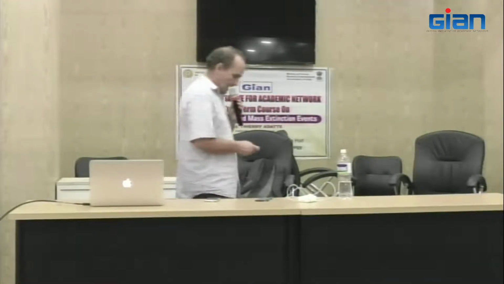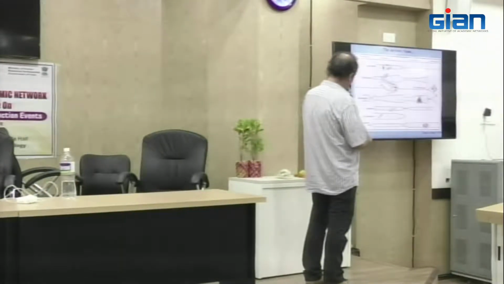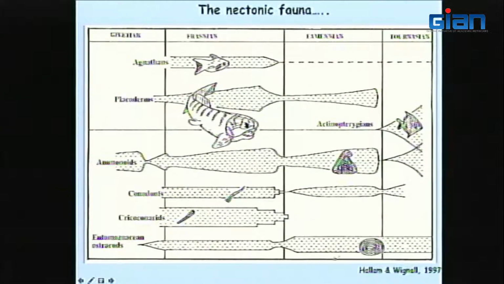Some nektonic fauna, these are the swimmers. And the swimmers, well, have clearly some decreased biodiversity. And you can see here this famous placoderm armored fish, which were really in danger during that phase, completely disappeared in the last phase of the threefold extinction that you have here. And the ammonites also are more or less suffering a lot.